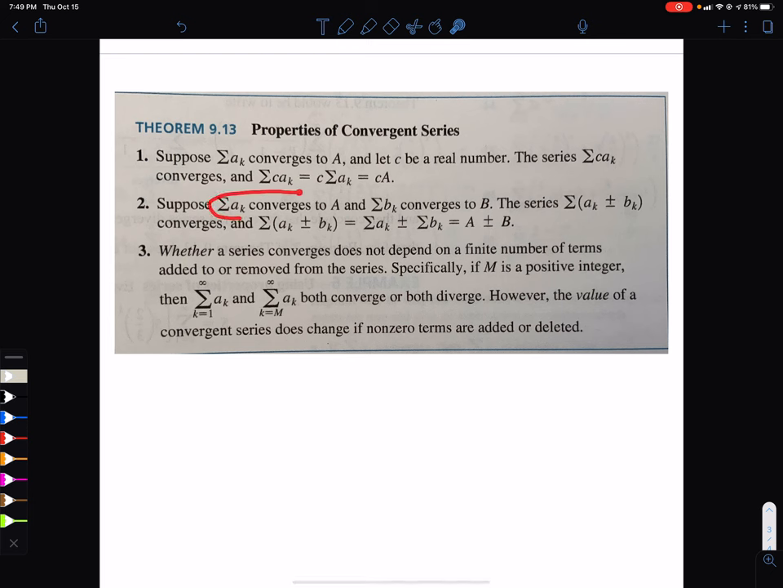The next one. So a sub k converges to a. So you have a convergent series. And b sub k converges to b. So you have two convergent series. So if you have a new series where you add up the terms, here's the good news. You can just take the sum of the first series and combine it with the sum of the second series. So that's a pretty simple one.